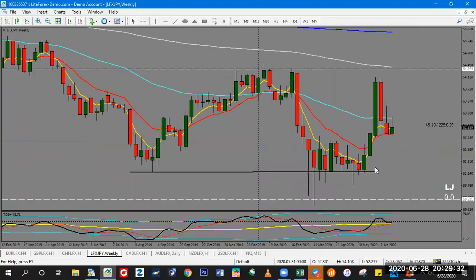On the weekly now, we have a bounce here. See how the candle closed on the weekly time frame? So if we have another green candle up, that would be like an evening star pattern.